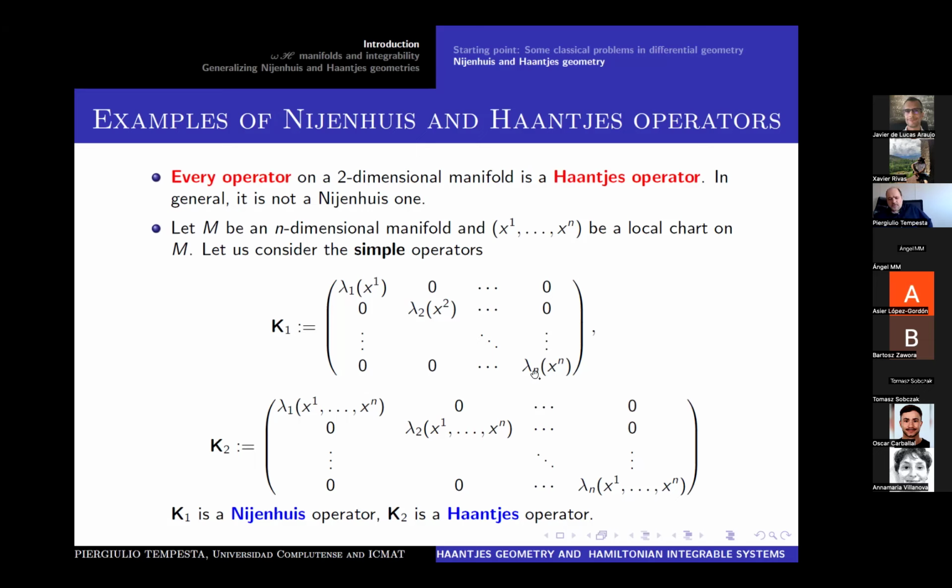K1 is a diagonal operator where each entry depends only on one of the coordinates: λ1 depends on x1, λ2 on x2, and so on. K2 is again a diagonal operator, but now the eigenvalues depend on all coordinates. Then the point is that K1 is a Nijenhuis operator, but not Haantjes, whereas K2 is a Haantjes operator. So, of course, Haantjes operators are much more general. Already at the level of diagonal operators, we can appreciate the generality of Haantjes geometry and the difference between these two classes of operators.